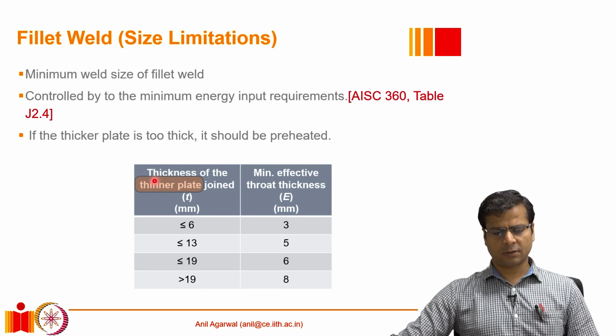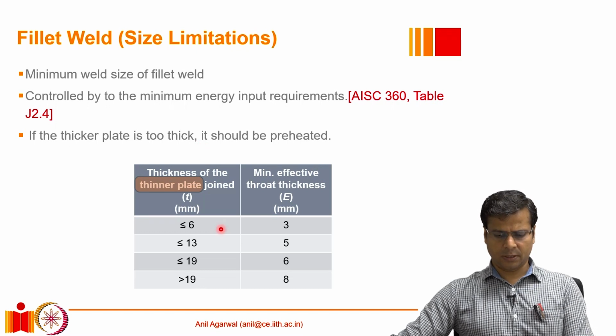However, there is another challenge here. If one of the plates is too thick, so one plate is thin and that is controlling the weld size, but there is another plate which is very thick, then in such a situation that plate also has to be preheated. So in any case, the two provisions are very similar in spirit and also number-wise.